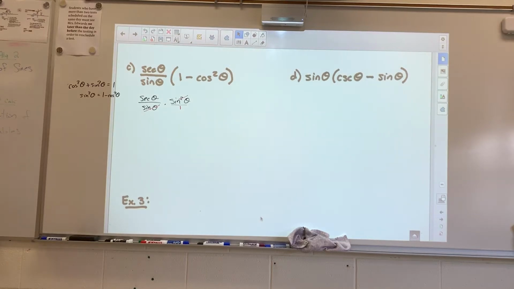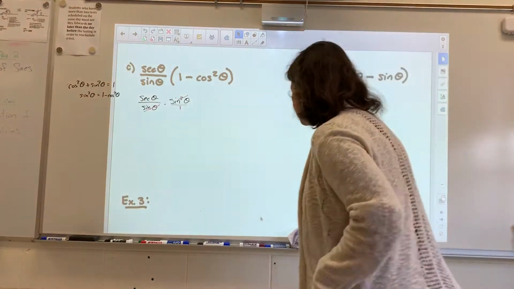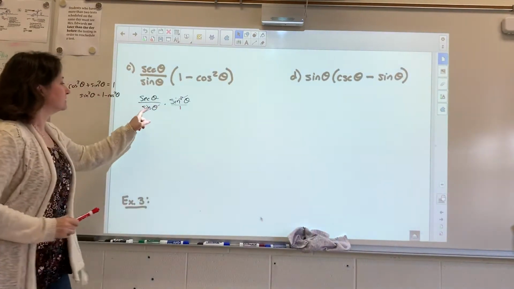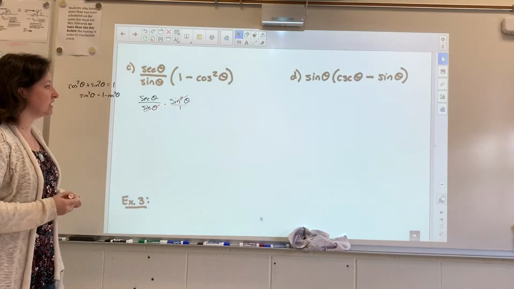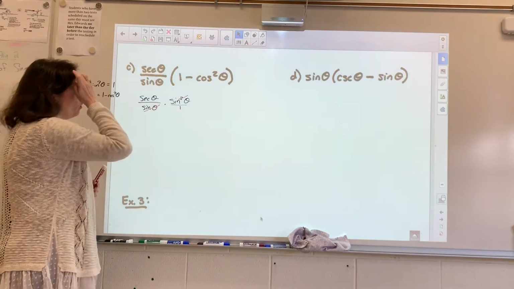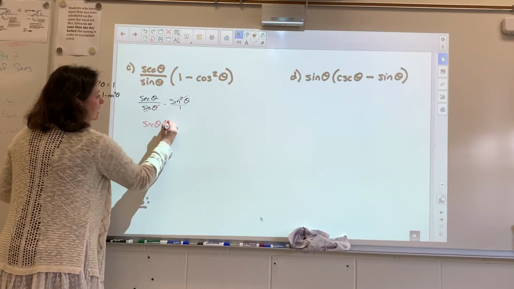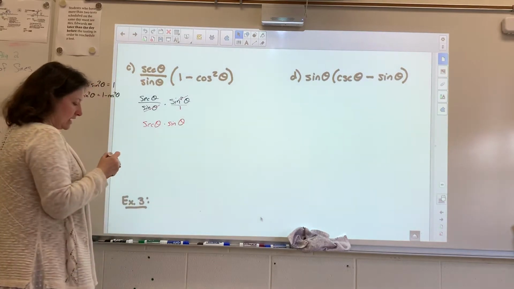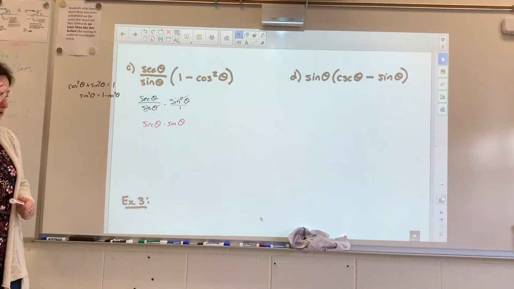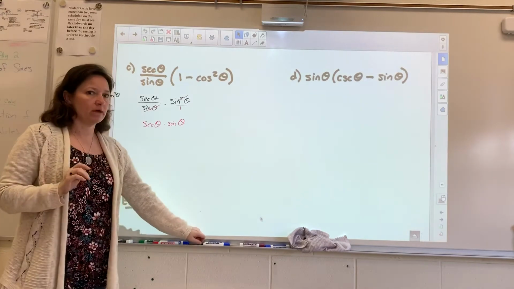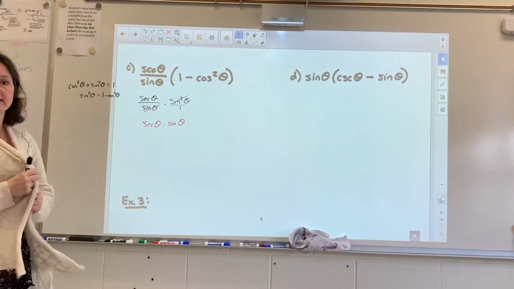Okay, so continuing with letter C, we just canceled sine and reduced this to be just sine, and we know that's over 1. So we're left with secant theta times sine theta. Any ideas now? We're not down to one trig function yet.